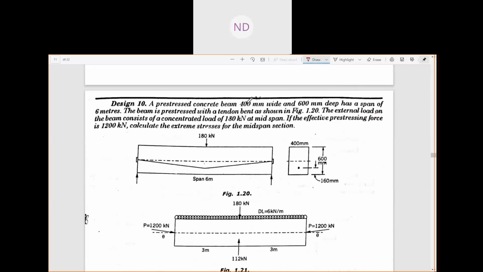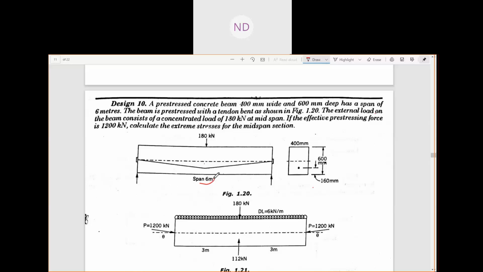So, what does the question say? A pre-stressed concrete beam, 400. Am I audible? Hello. Am I audible? Okay.